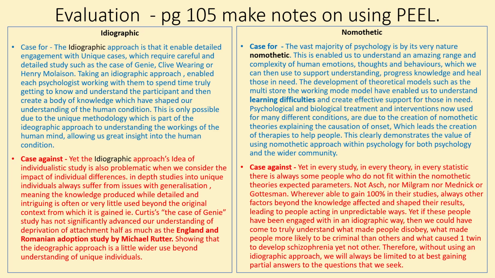When we try to generalize from people such as Genie, such as Clive Waring, we have the issue that just comes back again and again, that they are not representative. When we look at other studies, such as Michael Rutter's ERA study, the English and Romanian Adoption study, we can see that again that can be much more interesting and informative than a large sample.